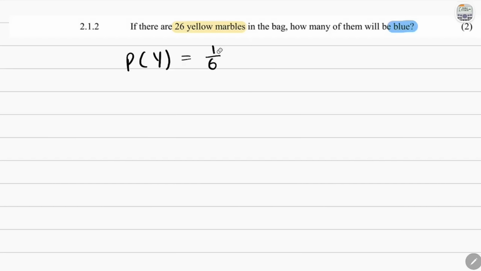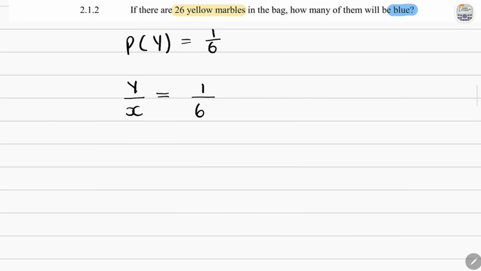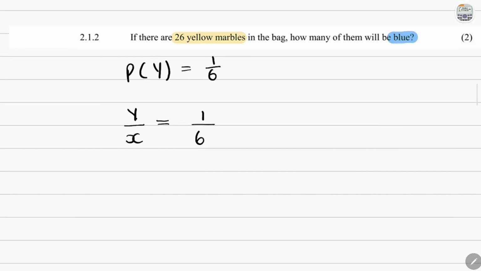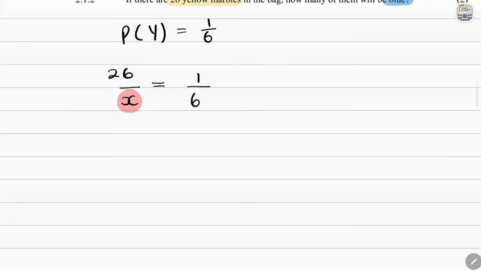Now we already know the chance of selecting a yellow marble. We find this by simply saying the amount of yellow marbles over the total amount of marbles that we have in the bag. We know that that probability simplifies to 1/6. So we can use this to actually solve for this. Now, how many yellow marbles are there? There are 26. So we'll say there are 26 yellow marbles, and we'll say 26 out of what is equal to 1/6. This is to help us to find the total marbles that we have in the bag.